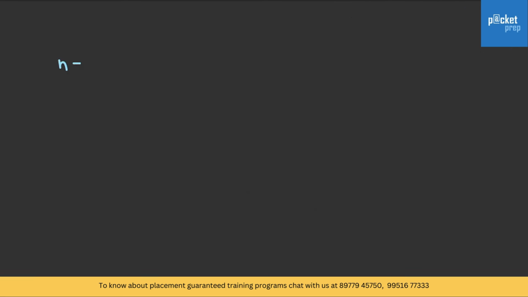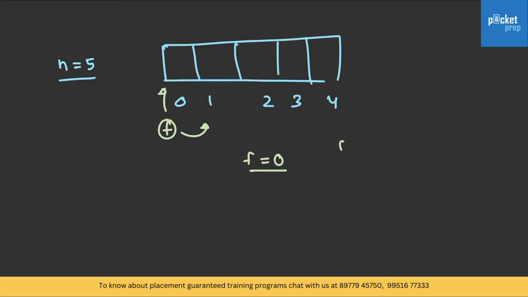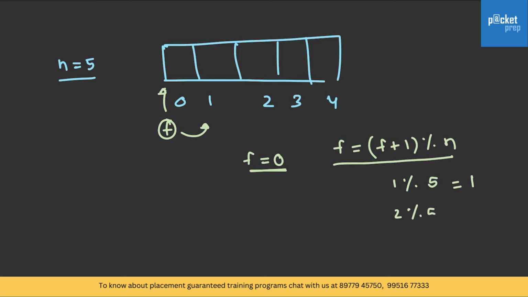Let's consider a situation where the size of array is 5. If I take an index, let's say f, so f is initially pointing to 0. I want f to be incremented by 1. So f is equal to f plus 1, but I am taking a modulo operation with its length, in this case n. Now f is initially 0. I am trying to increment with the modulo operation. So now 1 mod 5 will be 1. If I increment it further, 2 mod 5 will be 2. 3 mod 5 will be 3. 4 mod 5 will be 4.